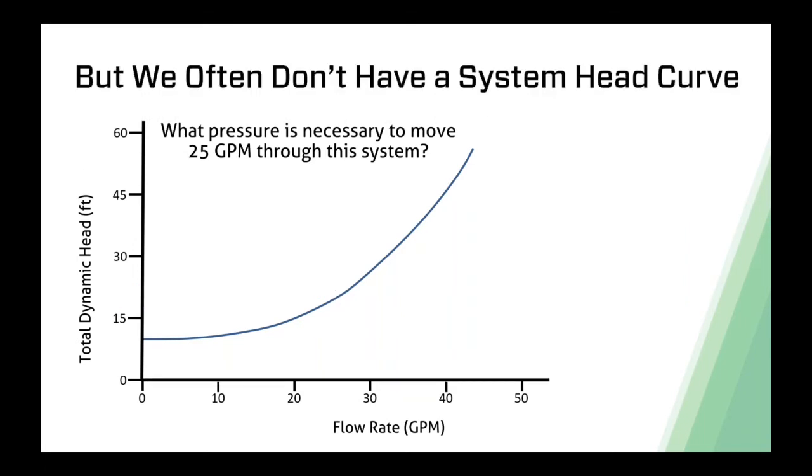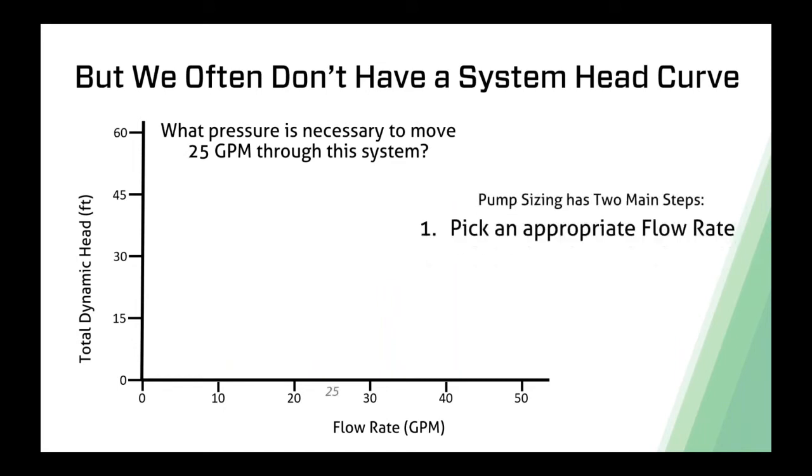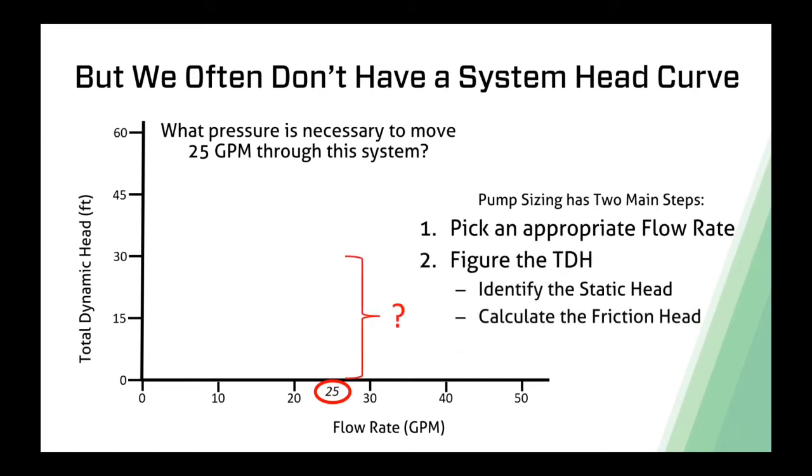Of course, we don't often have a system head curve. And so if we don't have a system head curve, we have to go through the traditional steps of pump selection and pump sizing. If we want to do that, the first step is to pick an appropriate flow rate. There are different methods depending upon the application, but it all starts with the flow rate. Once we have a flow rate, we're going to figure out what our total dynamic head is. We're going to run some calculations. And we need to identify the static head and calculate the friction head. We'll talk about these terms because they may be unfamiliar to some of you.